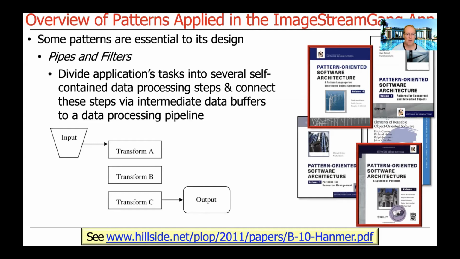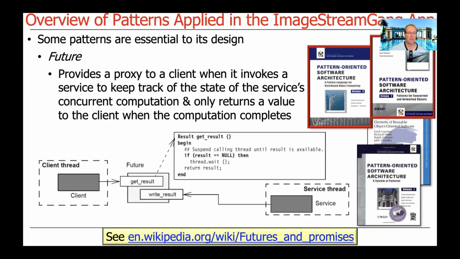And you can also read about it in this paper down below, at the link at the bottom of the page. Basically, pipes and filters takes the application's tasks and divides them up into a bunch of little standalone elements that can be connected together by data buffers to form a data processing pipeline. Well, gee, that sounds like a Java stream, and that's exactly what it is. Java streams are basically a realization of the pipes and filters pattern.